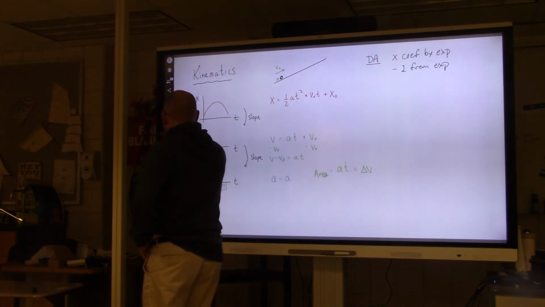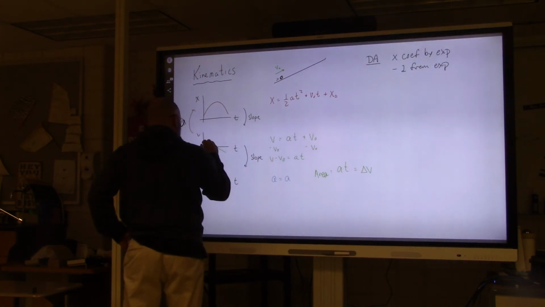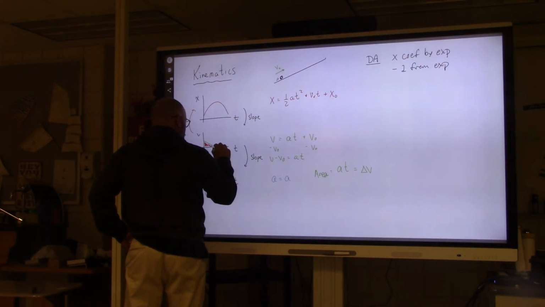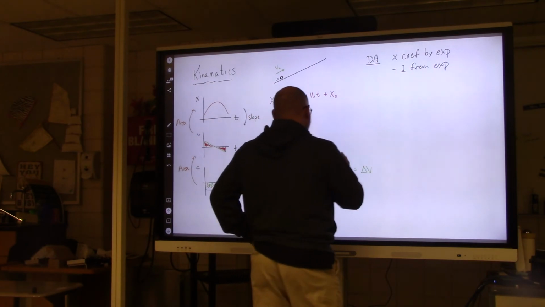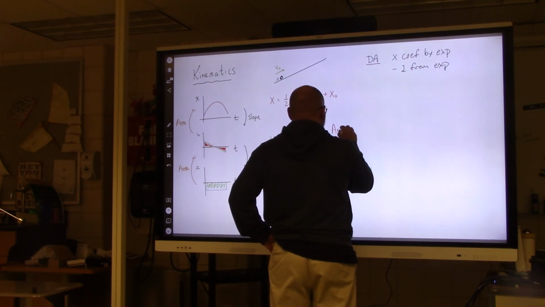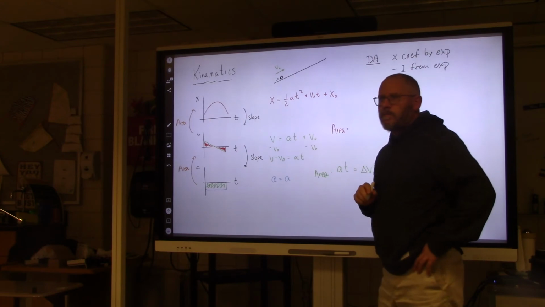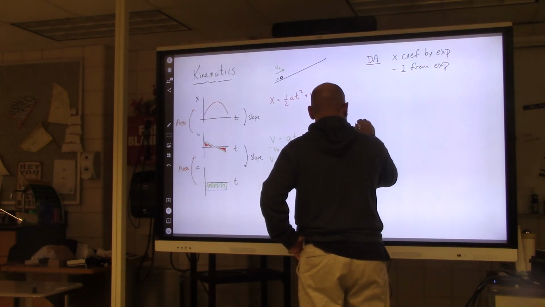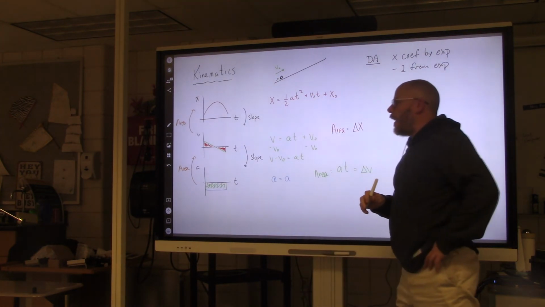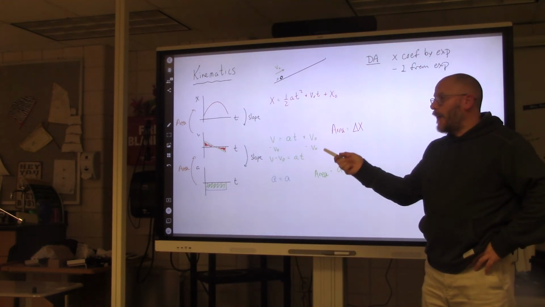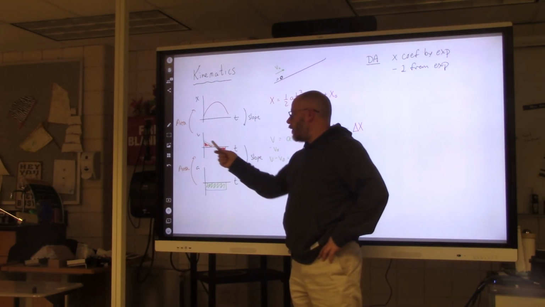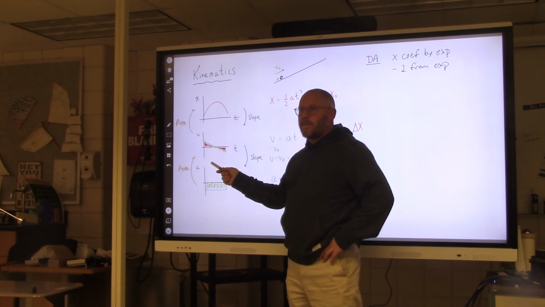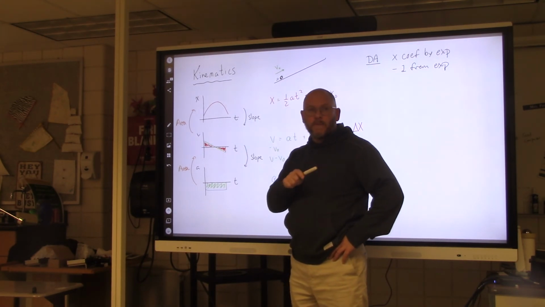Similarly, if I did the area of the green one, what do you think this area tells you? Change in position. That's exactly right. That area is the change in position. Now, what I like about this is, what do you notice about these two triangles? They're equivalent. They're the same size. One is above the t-axis, one is below. So one value is positive, one value is negative.